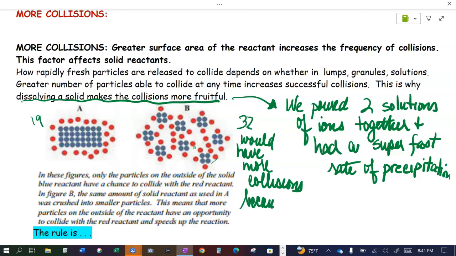Because more particles on the surface. The inner particles can't react. All right.